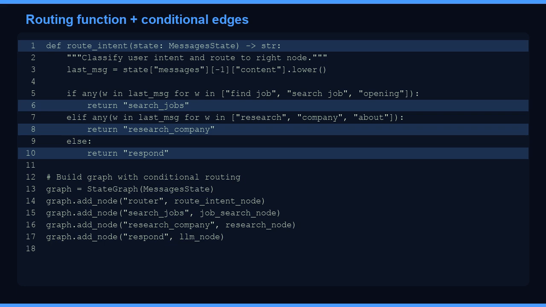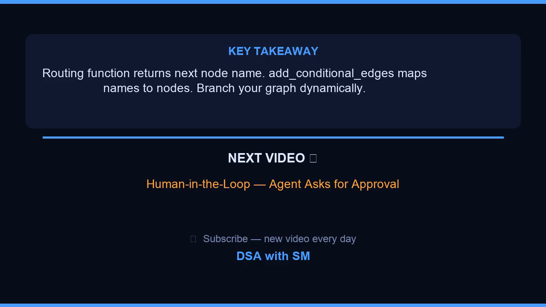This is exactly how every real agentic system works. The orchestrator agent classifies the task, then routes to the right specialist. You can have as many routes as you need. And the routing function can be as simple or complex as you want. It can look at the state, call tools, or just check a simple condition.